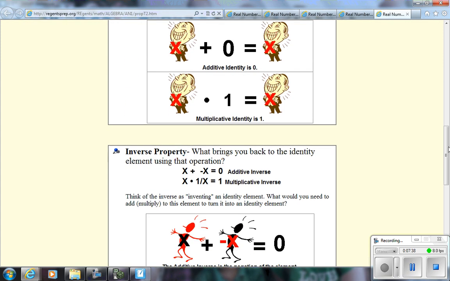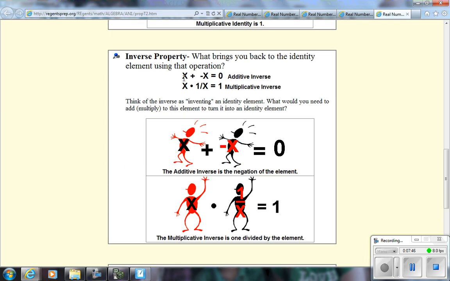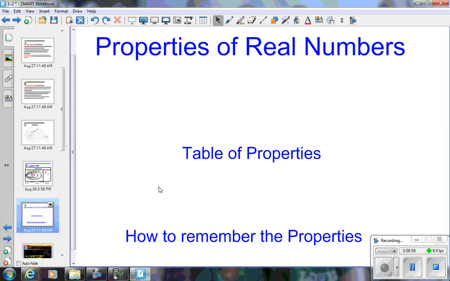So that's one way to remember the additive identity and the multiplicative identity. And the inverse property, which sometimes students confuse these two properties. The inverse property is, what does it take to get back to the identity? So for addition, the 0 is the identity. So to get that, you would have to add the opposite. For multiplication, to get a 1, to get the identity, you would have to multiply by what we call the reciprocal. So you'd have to switch that around, put 1 over x. And so those are just some ways to help you remember those properties.